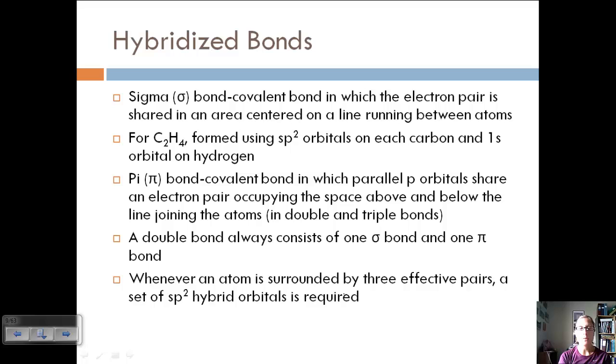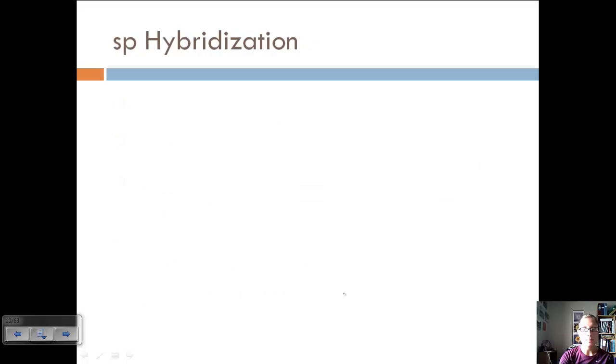So whenever an atom is surrounded by 3 effective pairs, so trigonal planar arrangement would be an example of that, a set of sp2 hybrid orbitals is required. Ethylene has 3 effective pairs around each of those carbons, and so it is sp2 hybridized.